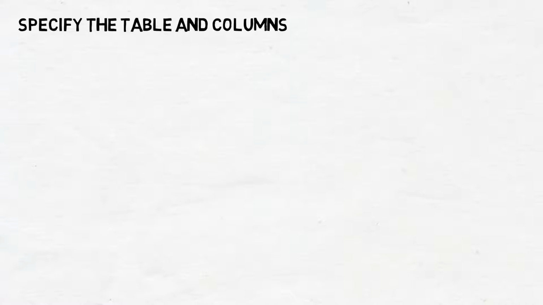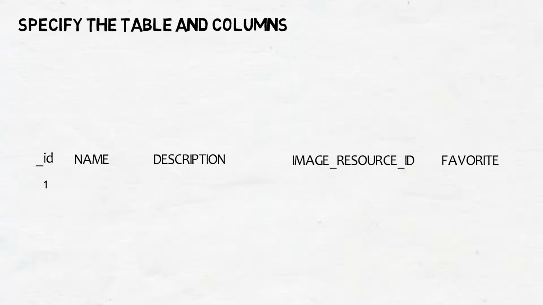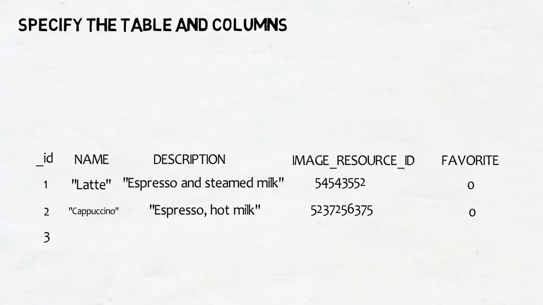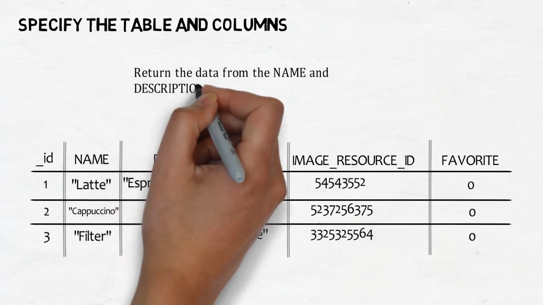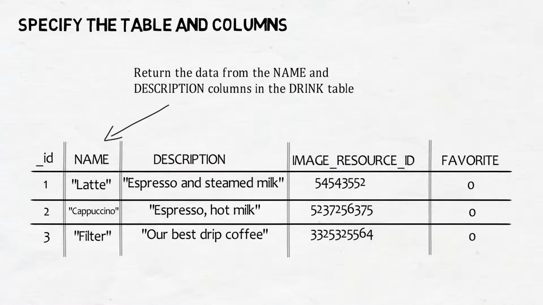The first thing to specify in your query is which table you want to get records from and which columns you need. Here we are returning the data from the name and description columns in the drink table.